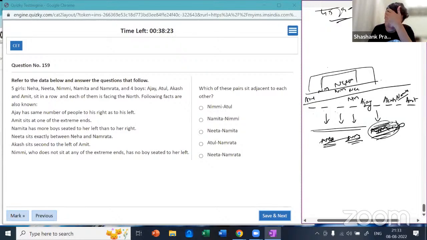And if Nimmi is here, then that Neeta Namrata split will not happen. So this is not possible. Okay, so Nimmi can either be here or here, and depending on the context, that will happen. Okay, so Nimmi, Neeta, and in this case, that Neeta Namrata thing will be here. So Nimmi, Neeta will not be sitting together. Ajay will also not be true, by the way.